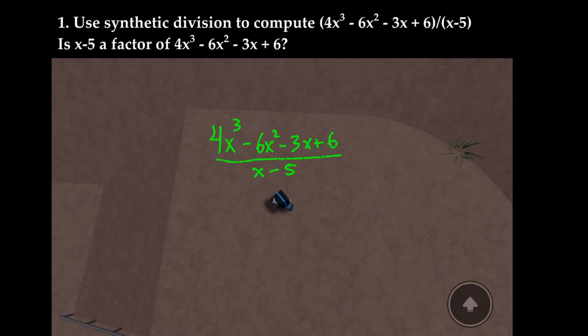In today's video, we're going to cover synthetic division. Our first problem says we have 4x cubed minus 6x squared minus 3x plus 6 divided by x minus 5, and we need to evaluate this using synthetic division.